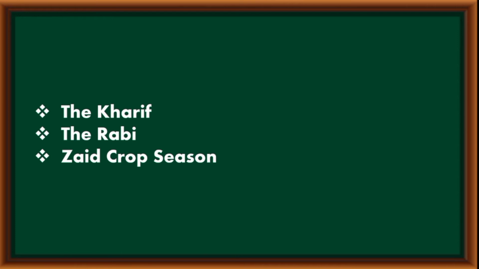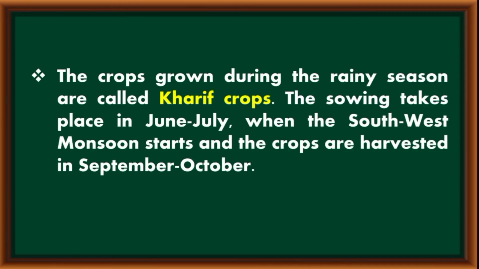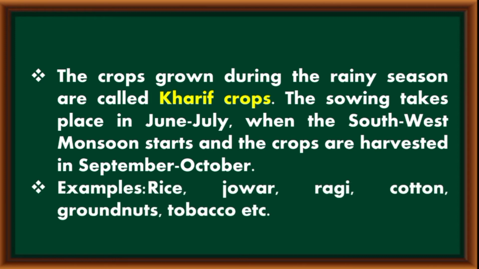Question number 14. What is the Kharif crop season? Give examples. Answer: The crops grown during the rainy season are called Kharif crops. The sowing takes place in June to July when the southwest monsoon starts, and the crops are harvested in September to October. Examples: rice, jowar, ragi, cotton, groundnuts, tobacco, etc.